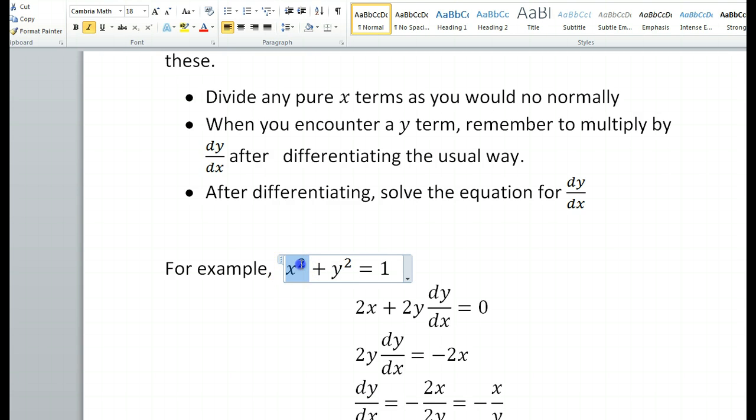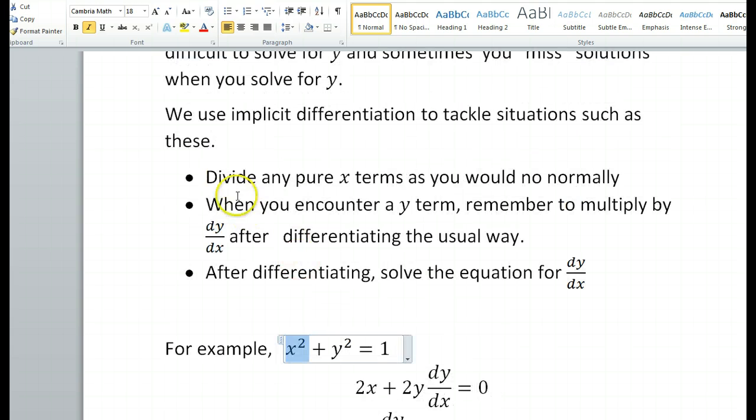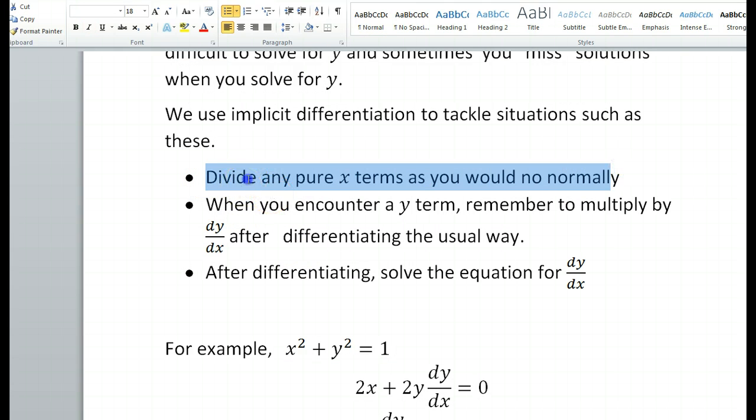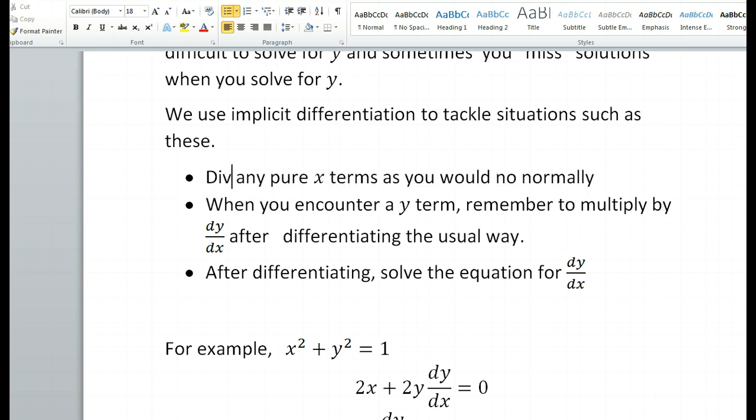When we differentiate x squared, remember the rule: any pure x terms, we should just differentiate. I'm sorry for the typo.